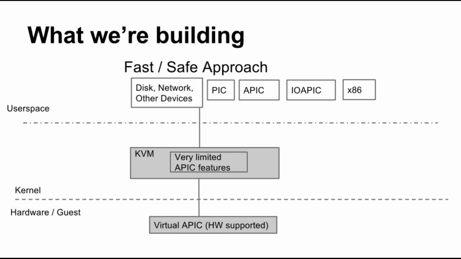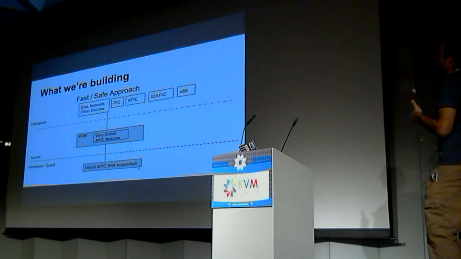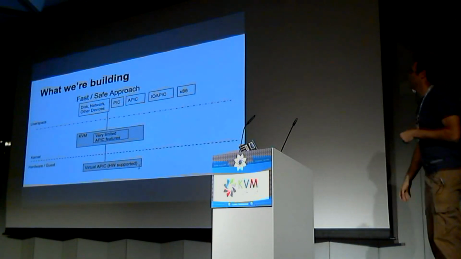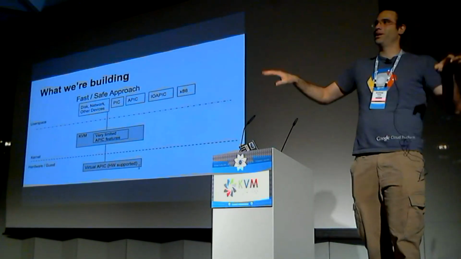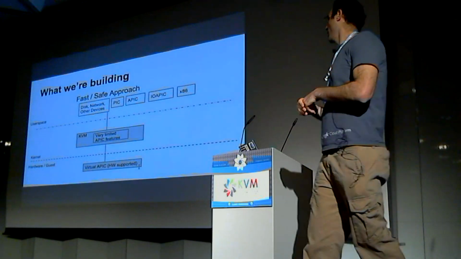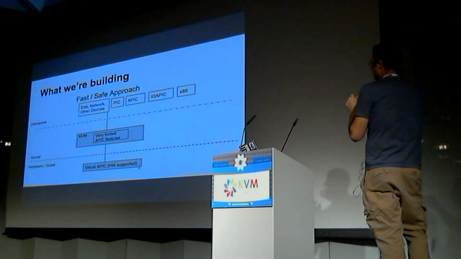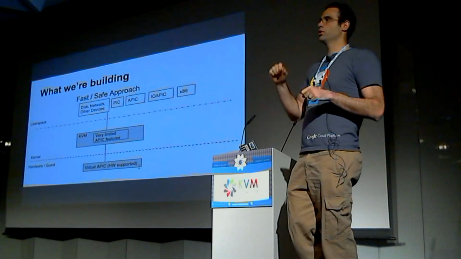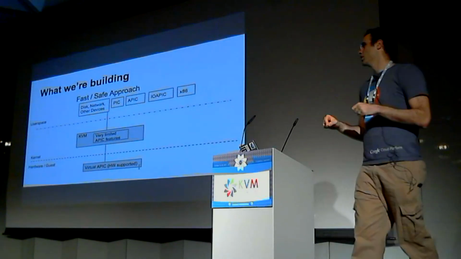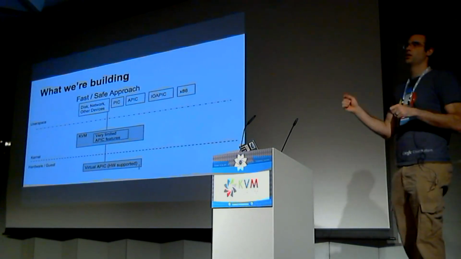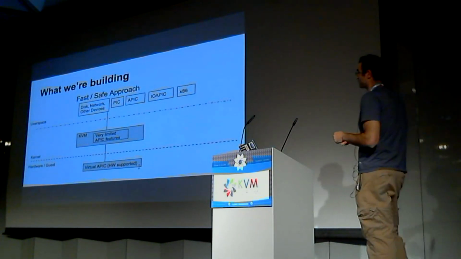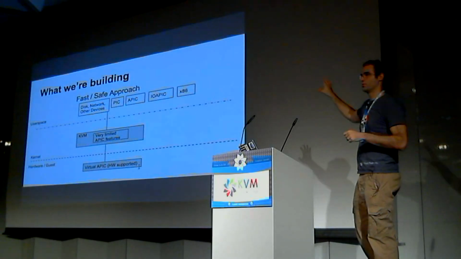So what we're building is, I'd like my cake and I want to eat it too. I'd like it to be fast and I'd like it to be safe. We've taken the PIC, the APIC, and the IOAPIC. We haven't done the instruction emulator yet, but that's what we're working on. We've moved them into user space, and then we take very limited features and cherry-pick those back into the kernel. Most importantly, we turn back on all the hardware supported features. The hardware supported TPR virtualization, EOIs, and self-IPIs get turned back on, but everything else is in user space.